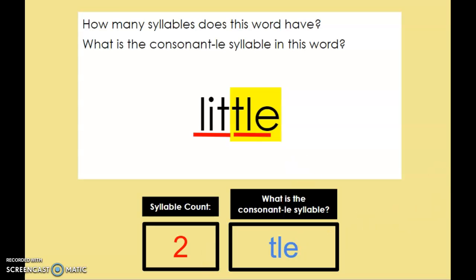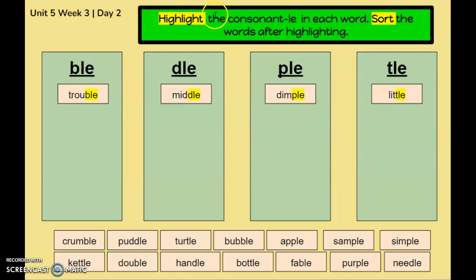T-L-E. So your job for today, you are going to highlight the consonant LE in each word and sort the words after highlighting. So you're going to highlight all of these words and then sort them according to if they are BLE, DLE, PLE, TLE. There, I sang for you. Depending on which consonant LE is in each word.